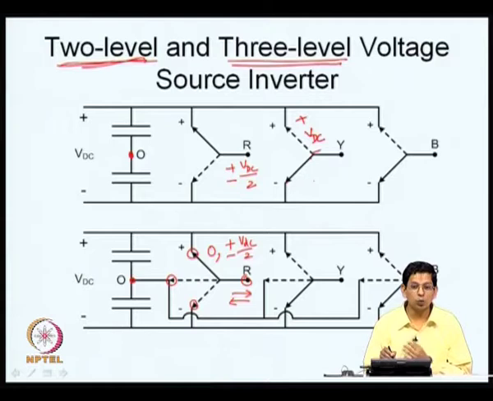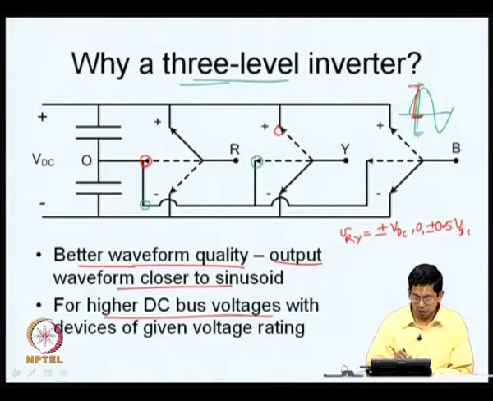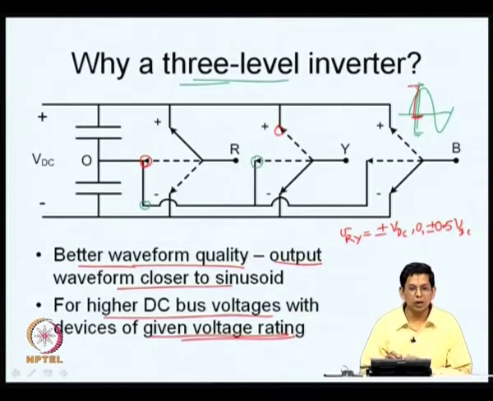Quite often you might get switches whose voltage ratings are substantially lower, or even if you have a switch with a voltage rating higher than 3 kilovolts, it may be too expensive. Therefore, you have devices of a given voltage rating, and with these you want to build an inverter whose DC bus voltage is significantly higher. So, you would normally go in for series connection of devices in such cases.